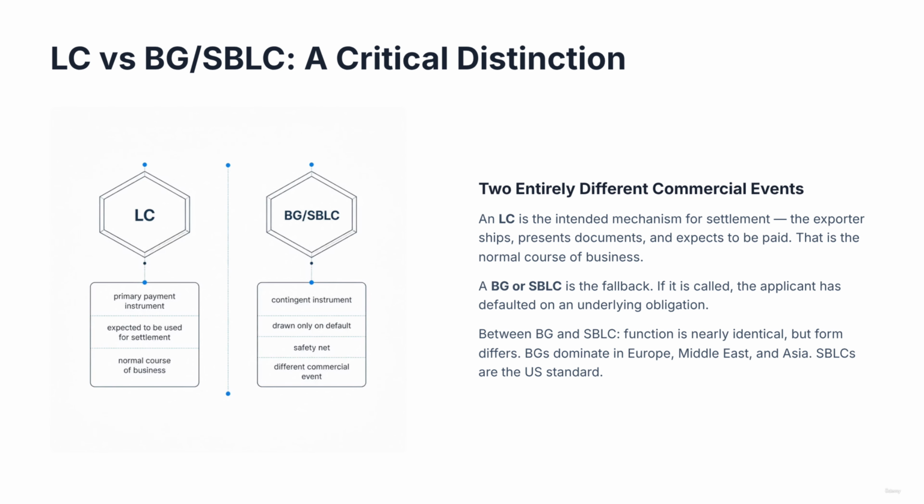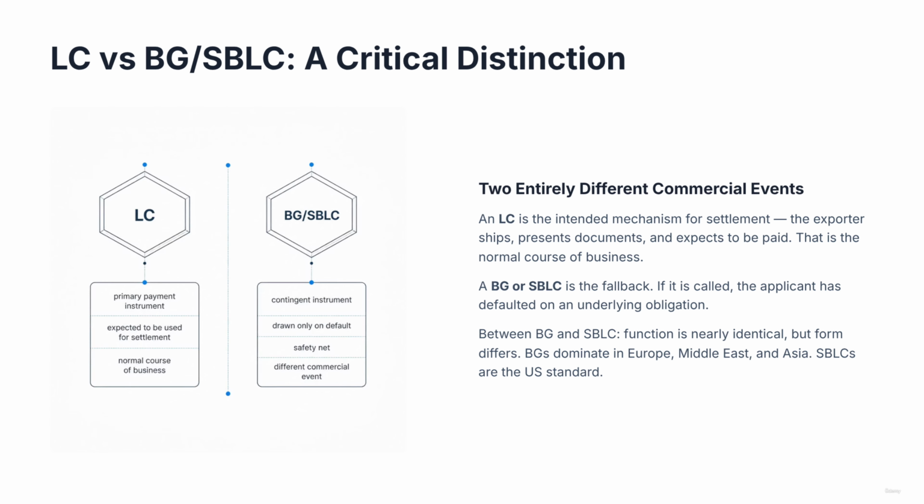BGs are governed by URDG 758, SBLCs typically by ISP 98 or UCP 600. BGs dominate in Europe, the Middle East, and Asia. SBLCs are the US standard. The BG is a standalone guarantee document. The SBLC is dressed like an LC. From a credit risk perspective, both represent contingent payment obligations of the bank. The difference is largely legal form and governing rules.